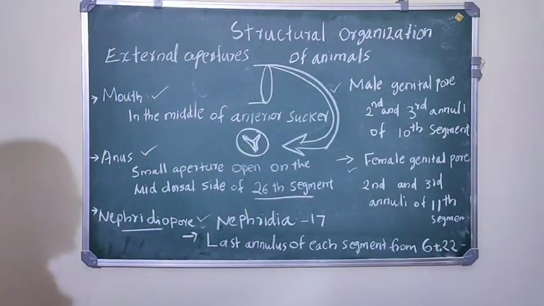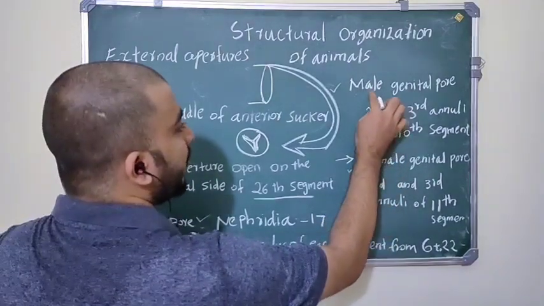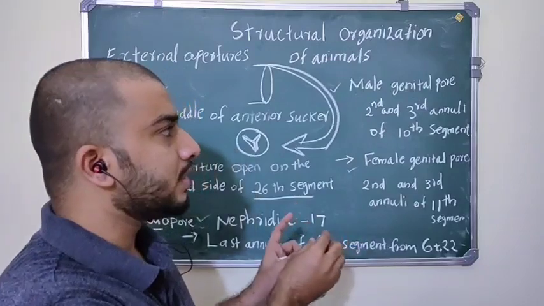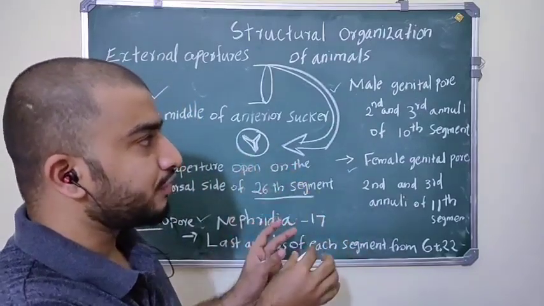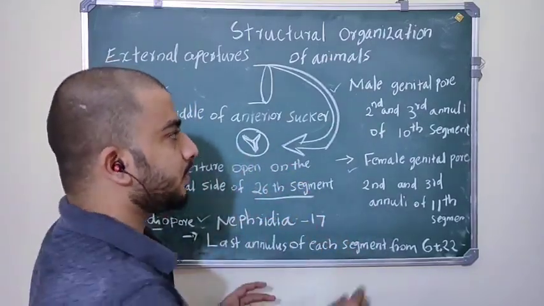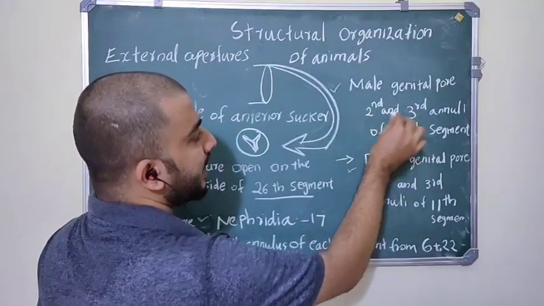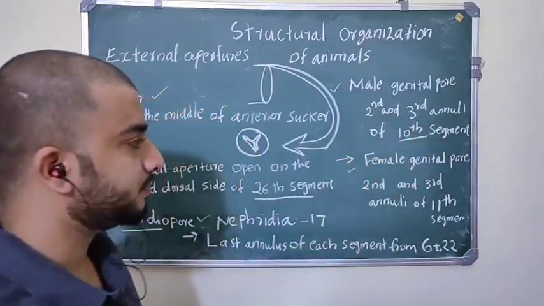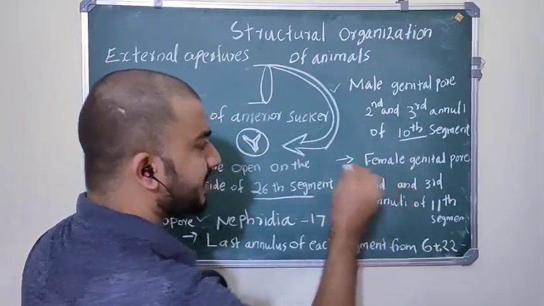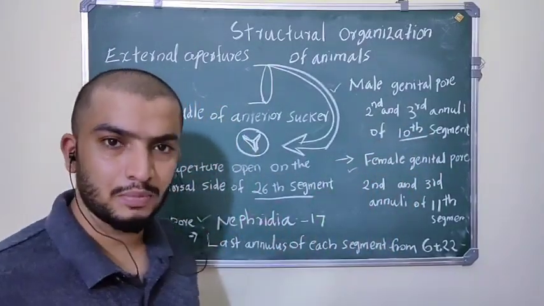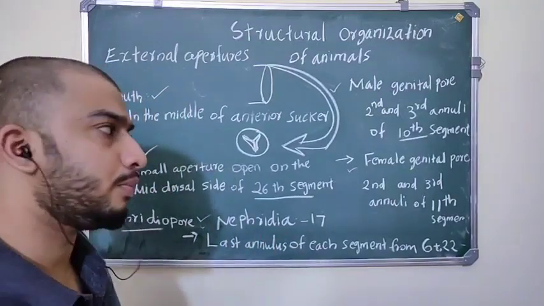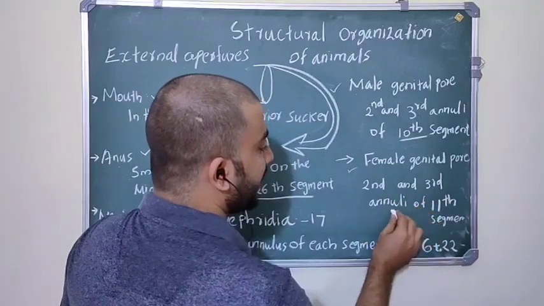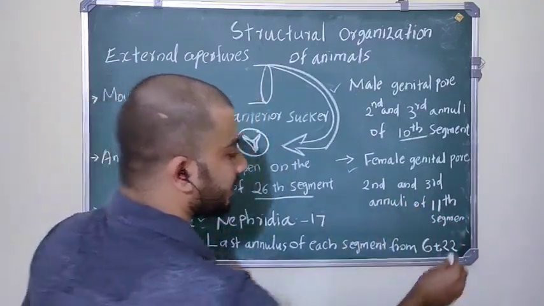Then next, the male genital pore. These are the openings of the male reproductive system. Where are they present? Between the second and third annuli of the 10th segment. The next is the female genital pore, the opening of the female reproductive system. It is present between the second and third annuli of the 11th segment.